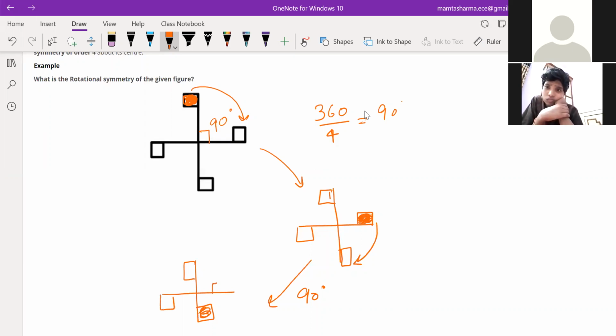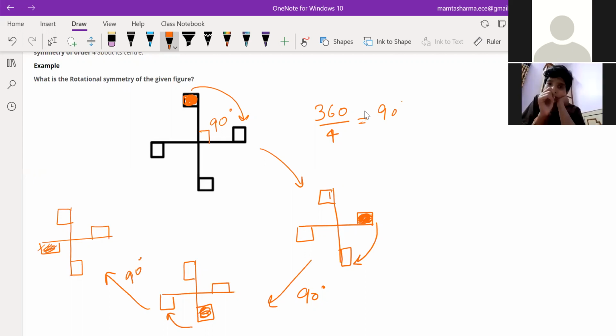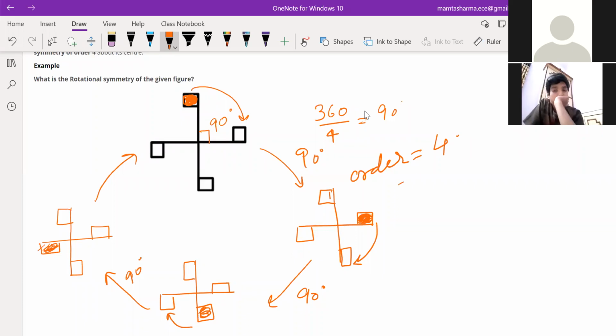It will look like this. Again you need to rotate it by 90 degrees. This color part would shift here. In all the rotations, it is looking the same 4 times. How many times is it looking similar to the original shape? 4 times. So the order of rotational symmetry would be 4.